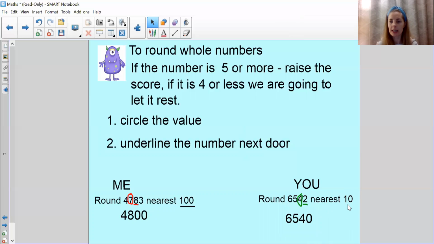And now I go and check. If I'm counting in tens, am I going to get the number 6,540? Yes, I will. So therefore, I'm going to go and check that that number is counting in tens to make sure that my answer is correct.